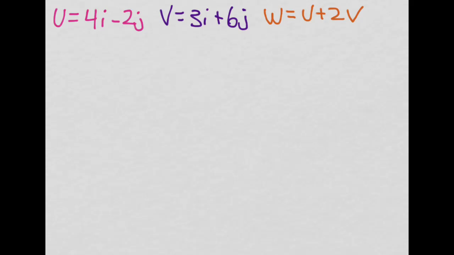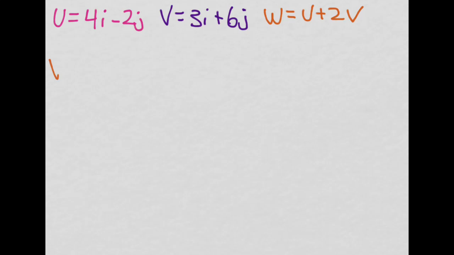Alright, problem number 2, Unit 12 Study Guide, Vector and Trig Applications. We have two vectors, u, defined by 4i minus 2j, component-wise, and v equals 3i plus 6j. And we want to find vector w, which is going to be u plus the scalar 2 times v.